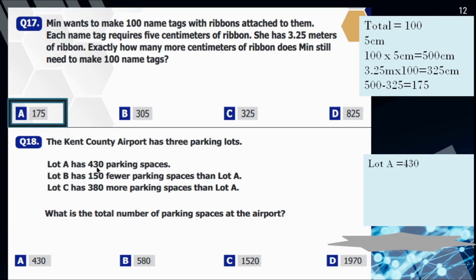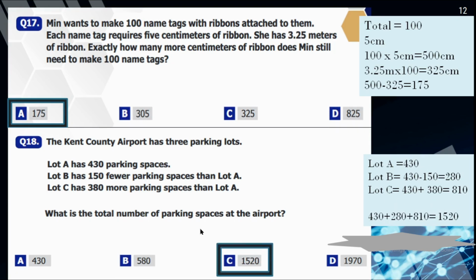So look at this. Lot A has 430. Lot B has 150 fewer parking spaces than A. So we will subtract it out of 430. So it means lot B has 280 parking spaces. Lot C has 380 more parking spaces than A. So A's data was 430. So we will add the numbers. So it means 810 parking spaces are available at lot C. So now to find out the total number of parking spaces, we will add our 3 numbers. So the answer is 1520. C is the correct answer over here.